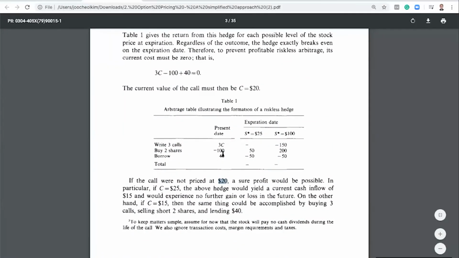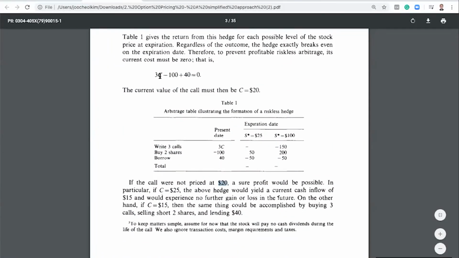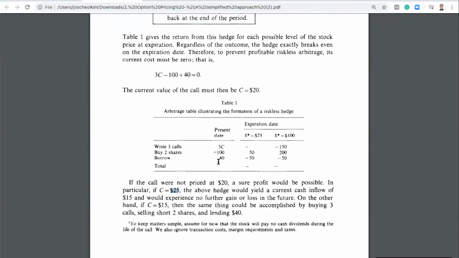So when you plug in $20 here, the first one is going to be 0, but if you plug in 25 here, then it's 75, and minus 100 plus 40 is negative 25, and it will give you $15 in your pocket. So at the present time, you will get $15 in your pocket, and at the end of the period, you don't have to pay anything. That's the arbitrage. So the 25 cannot be the no arbitrage value.